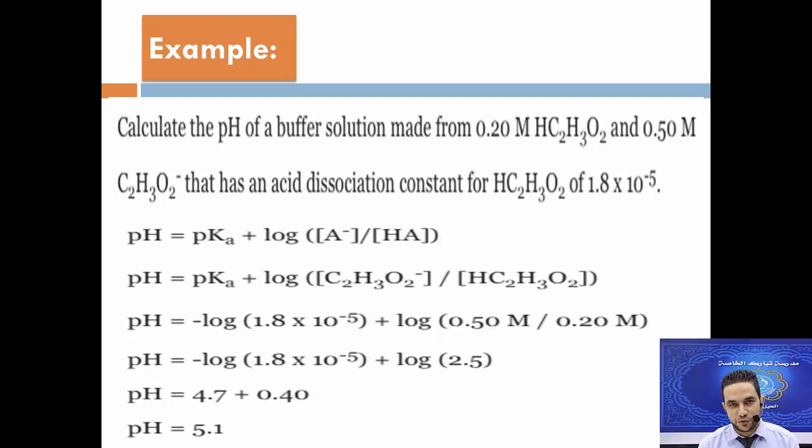So negative log 1.8 times 10 to the power negative 5, plus log the concentration of salt, the negative part, 0.5, divided by the concentration of acid, given as 0.2. If you know the rule, you know the formula, it will be very easy for you to find pKa from negative log Ka. Then plus log the salt divided by acid, the concentration of salt 0.5 divided by 0.2. So it will be log 2.5. By your calculator you will find pH equals 4.7 plus 0.40. So the final answer will be 5.1.